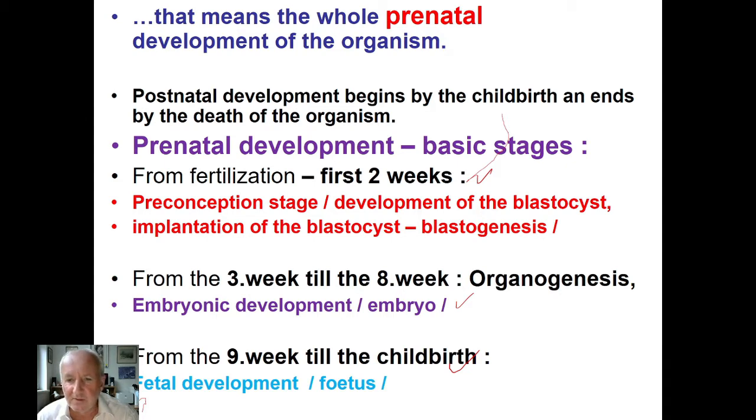So, once more, the first 2 weeks is blastogenesis, the development of the blastocyst after fertilization. The second period is the embryonic development, ending at the end of the 8th week. And from the 9th week till the childbirth is the fetal development.